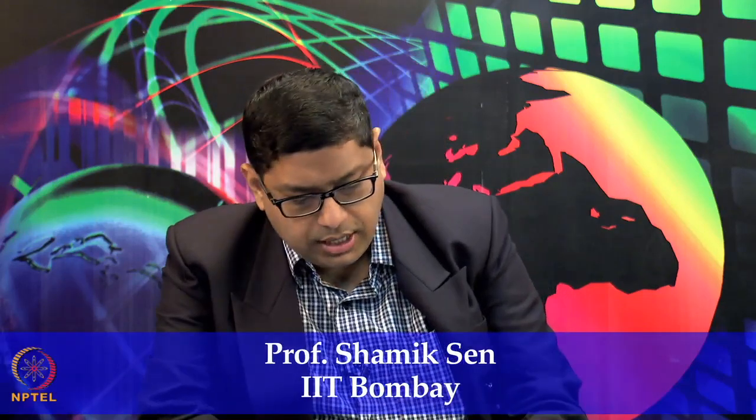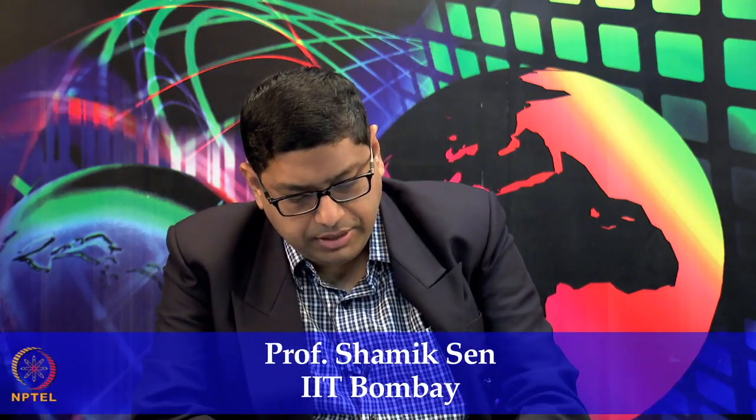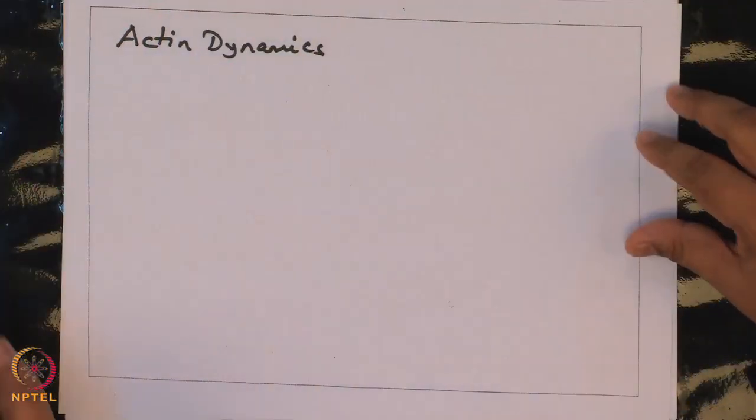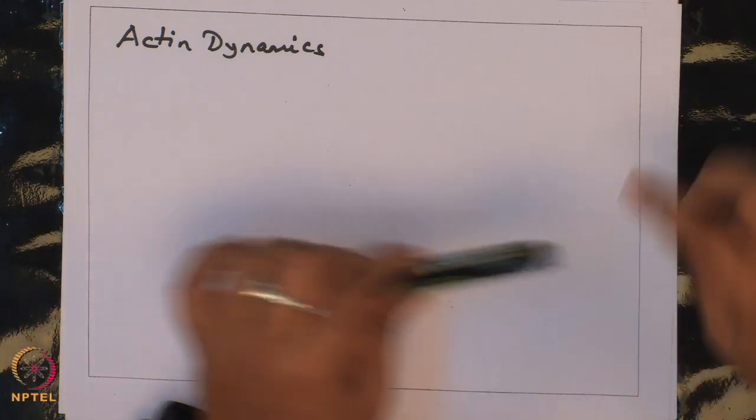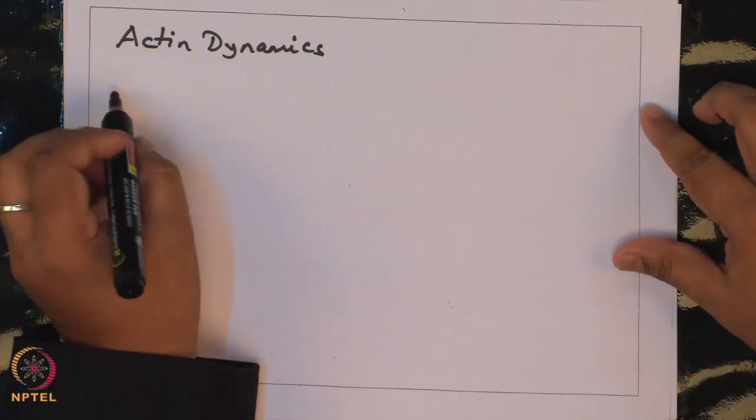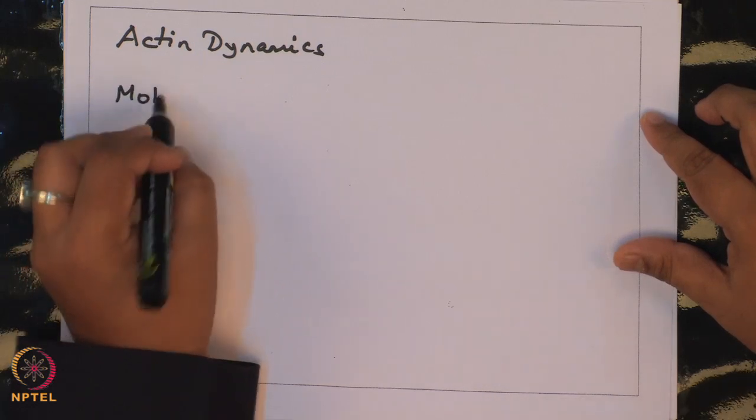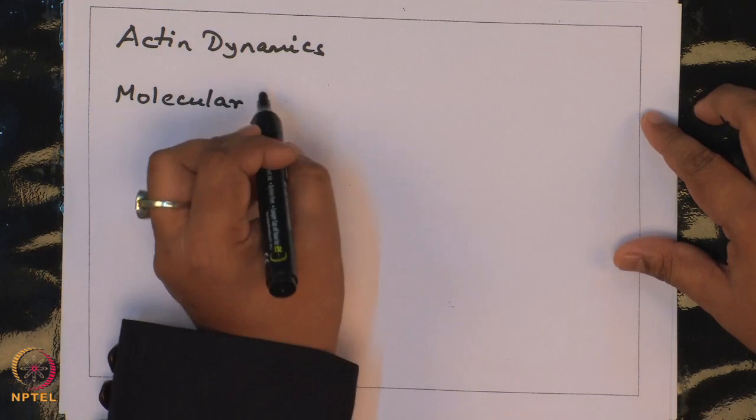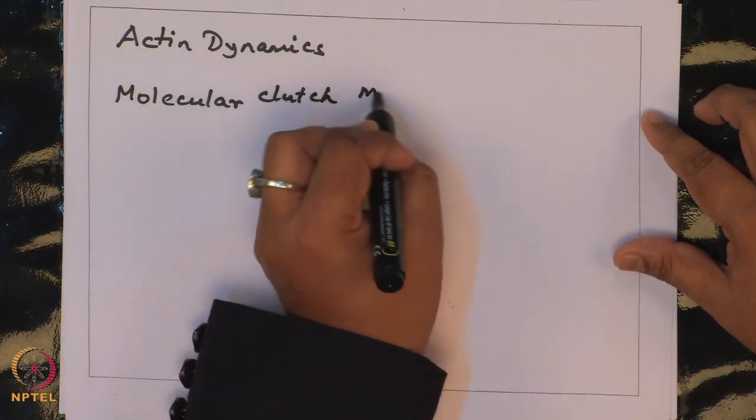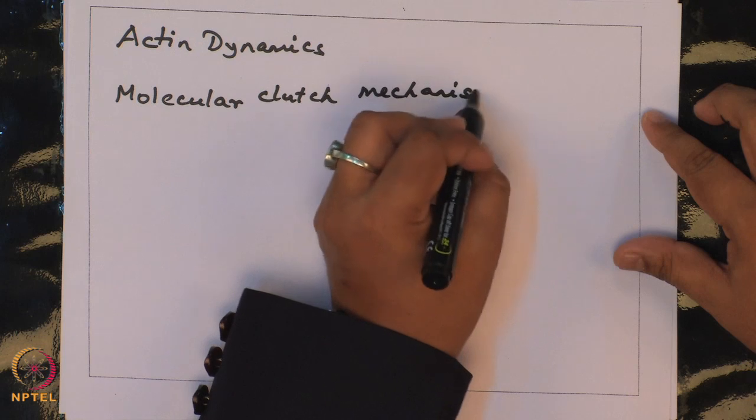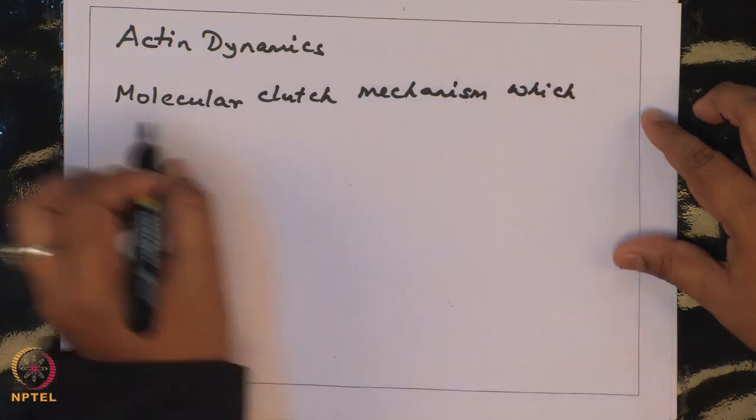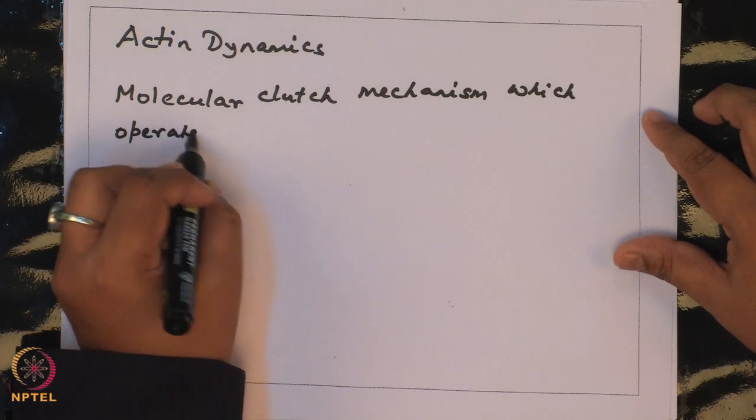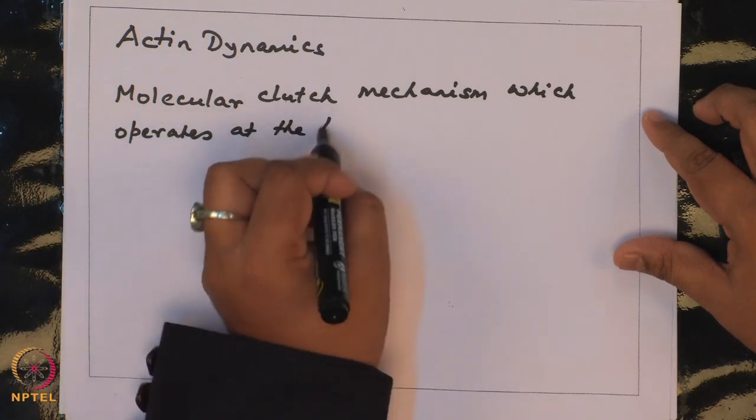Hello and welcome to today's lecture of NPTEL course Introduction to Mechanobiology. In the last two lectures I had discussed actin dynamics in cell migration. And while discussing how cells migrate, we had found out that you have a molecular clutch mechanism which operates at the leading edge.